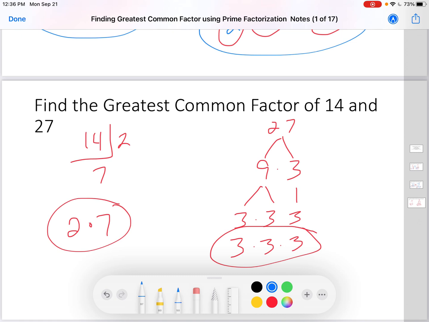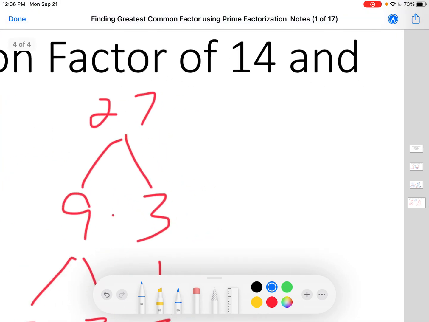Does that mean they have no common factors? No, it doesn't. It means the greatest common factor is 1. Remember that every natural number has 1 as a factor. So if they have nothing else in common, then they still have 1 as the greatest common factor. No other number will divide into 14 that also divides into 27. Therefore, their greatest common factor is 1.